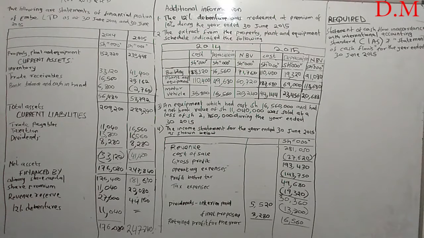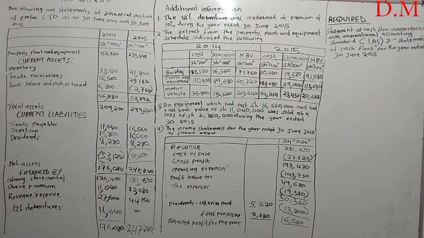We have property, plant and equipment 152,720 for 2014, and 2015 is 234,48. Current assets: inventory 33,120, 41,400. Bank balance and cash in hand 6,800, negative 27,60. Total 56,480, 58,792. Total assets 209,200, 289,240. Current liabilities: trade payable 11,040, 16,560. Taxation 13,800, 16,560. Dividend 82,80, 82,80.